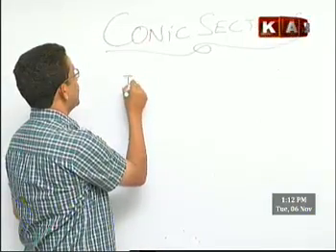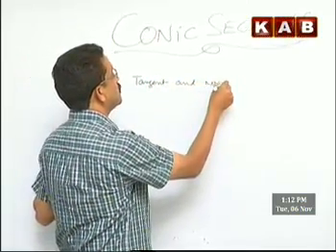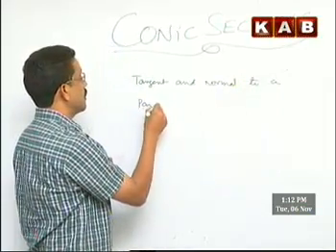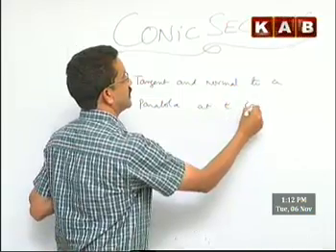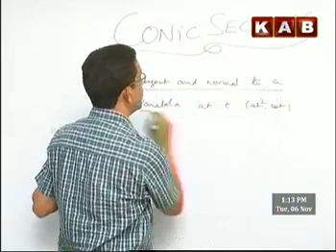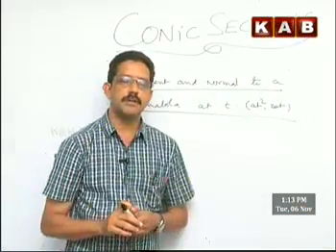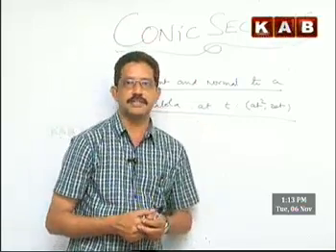This is important. Tangent and normal to a parabola at t, that is at^2, 2at. A lot of problems are being asked on this. So I am taking up tangent and normal to a parabola at at^2, 2at.